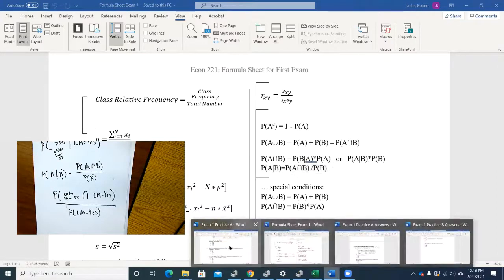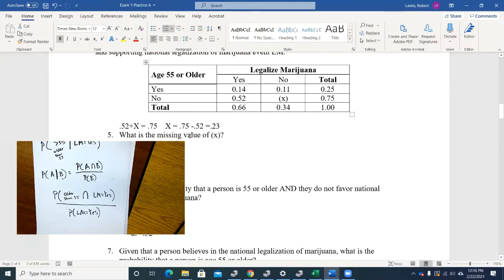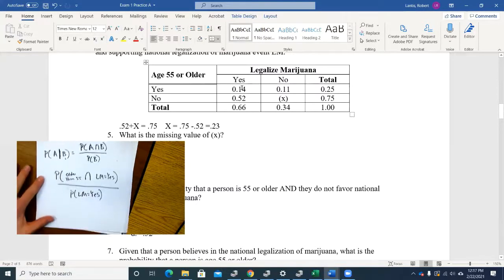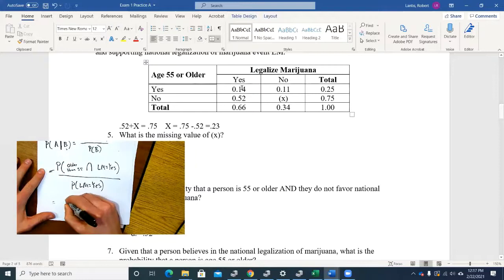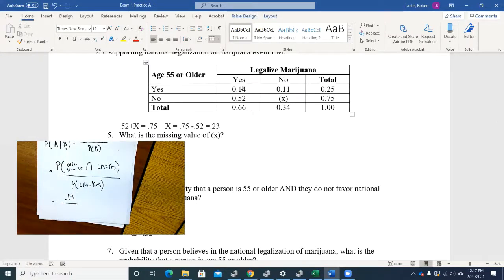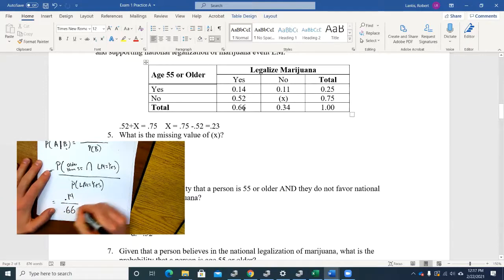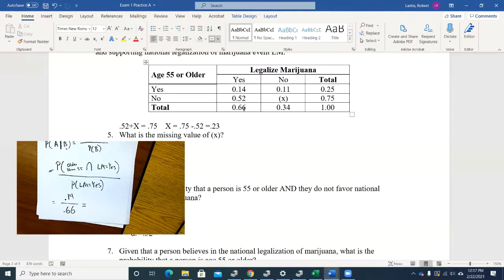So then, if I go up here to my contingency table, I want the probability that someone's older than 55 and they want marijuana legalized. So older than 55, want marijuana legalized, so yes and yes, 0.14. So 0.14 is my numerator. And then the probability that they want marijuana legalized, so that's just yes, they want marijuana legalized, go down to the total, right? That would be 0.66. Okay. From there, it's just simply enter this into our calculator. Can't do that one off the top of my head, so I brought my calculator today. So this should be approximately 0.21.